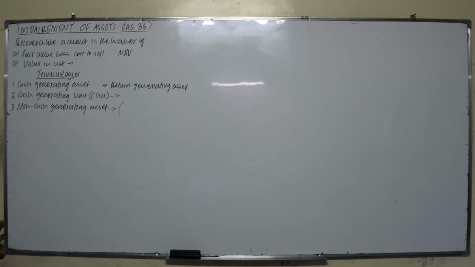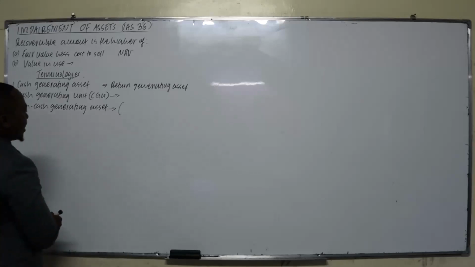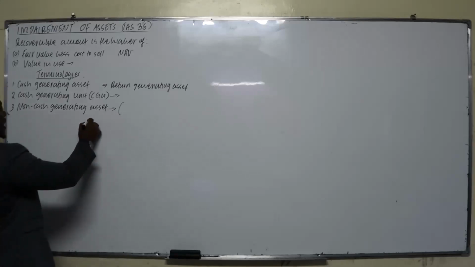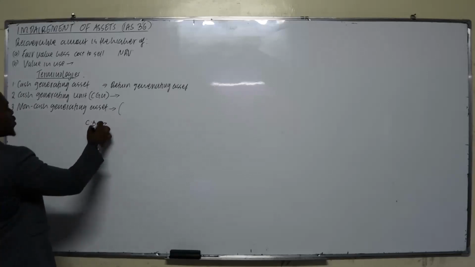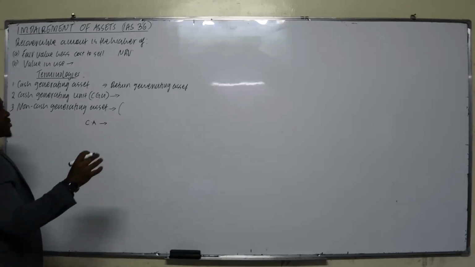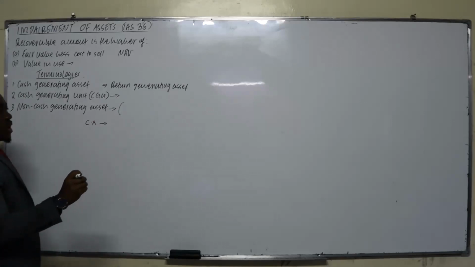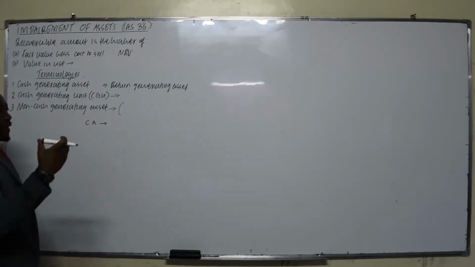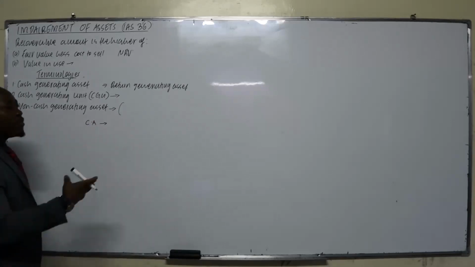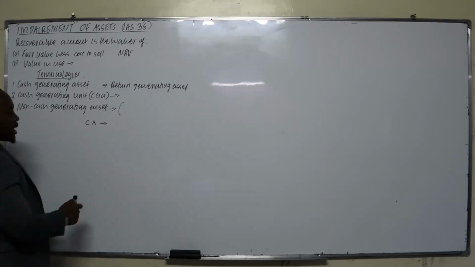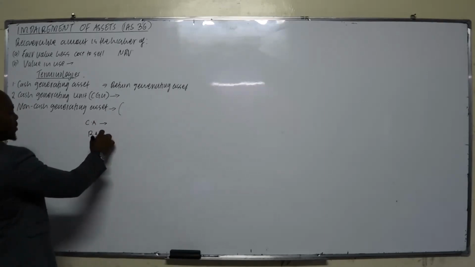So in the case of a CGU, that's how you allocate the impairment. In an impairment, you compare the carrying amount, which is the amount recognized in the financial statements after taking into consideration the depreciation or amortization, against the recoverable amount.